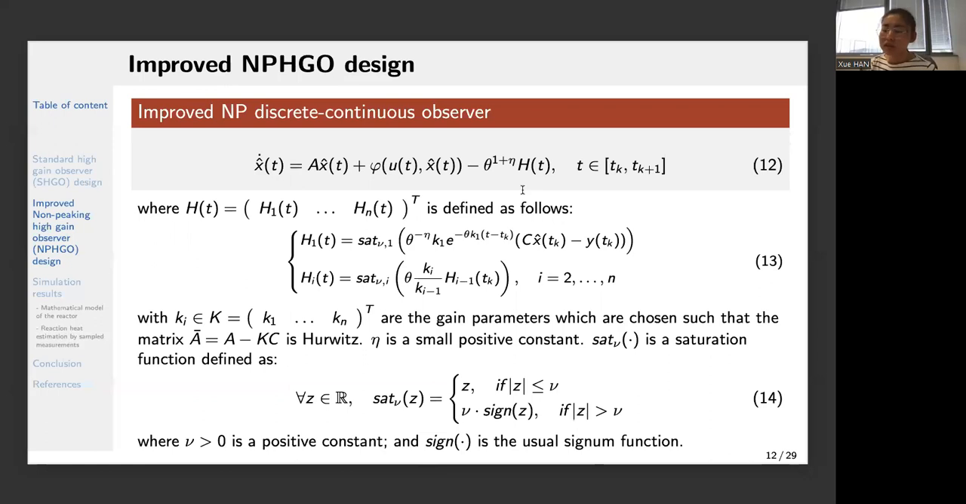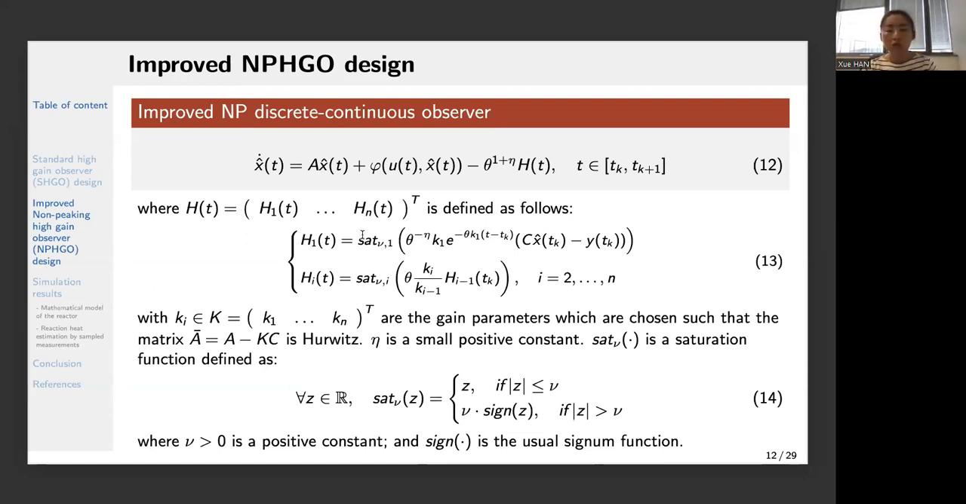Actually, because the system we considered is a system with triangular form, the output is always the first element of the states, so y equals x1. Here, h is the correction item, and here we use a saturation function to limit this correction item into an interval.